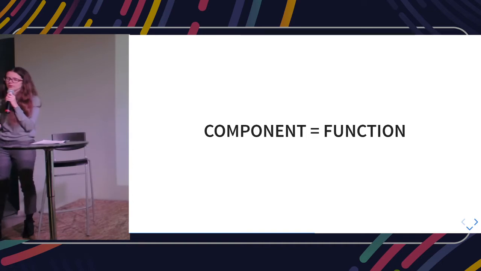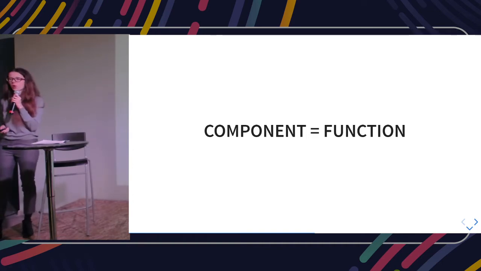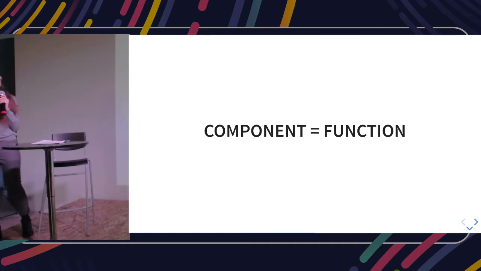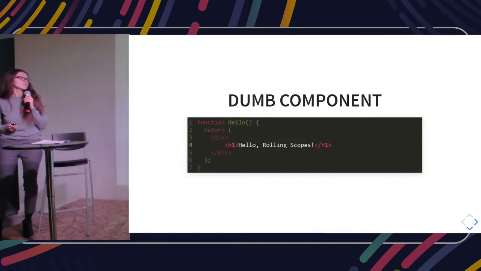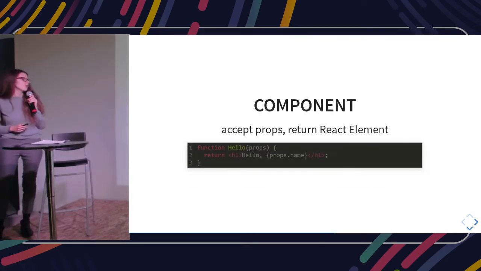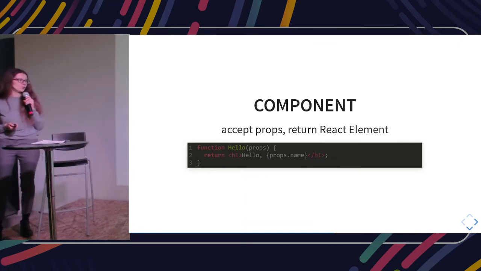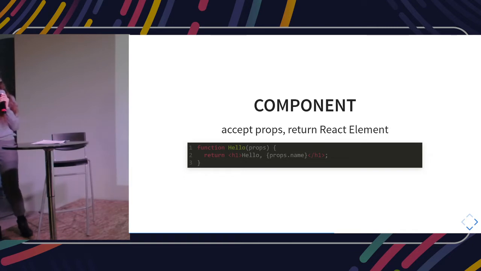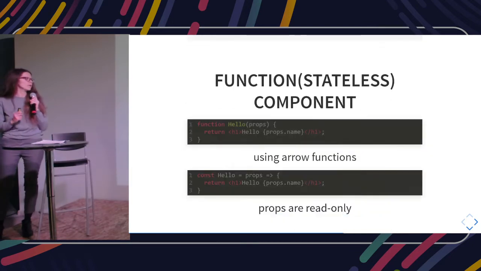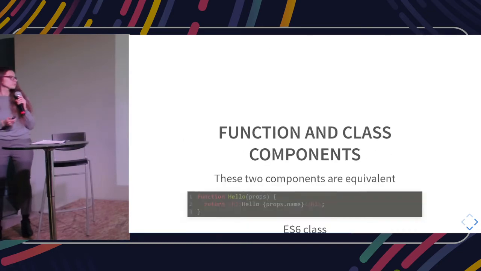Okay, let's move forward. What is a component? A component is simply a function which receives props and returns a React element. Here is a dumb component. It doesn't receive anything and it returns a React element. Here is another component. As I said, it receives props and returns a React element. The props are read-only. You should remember it.